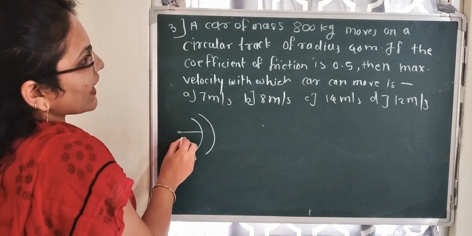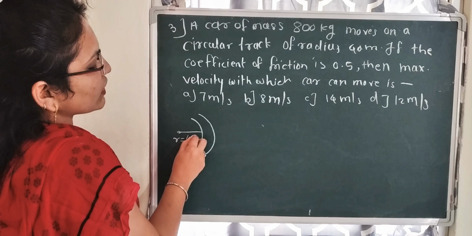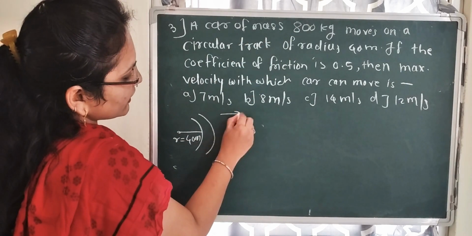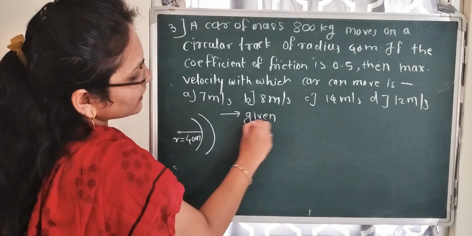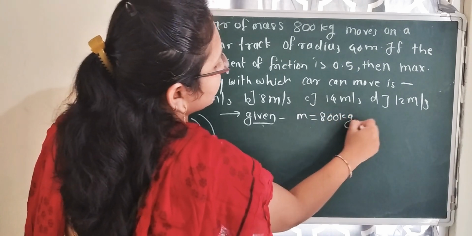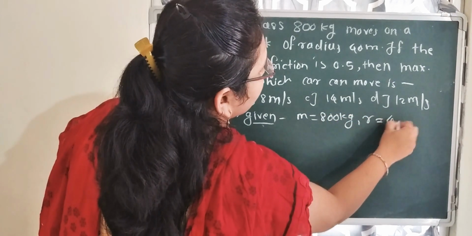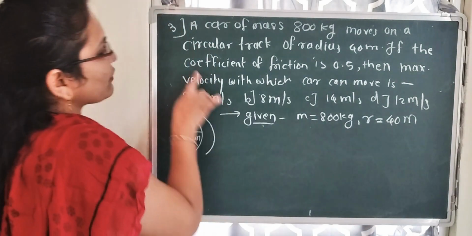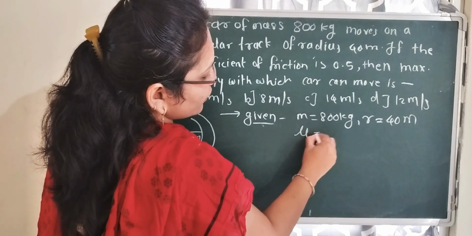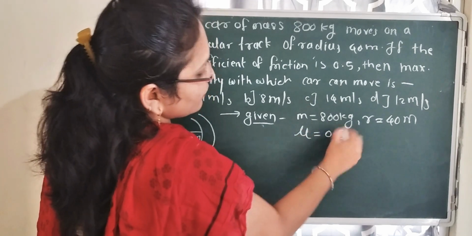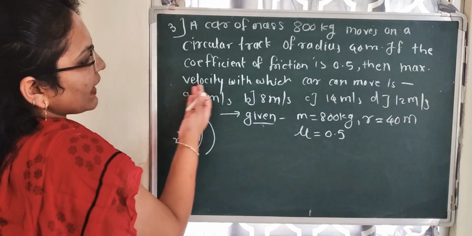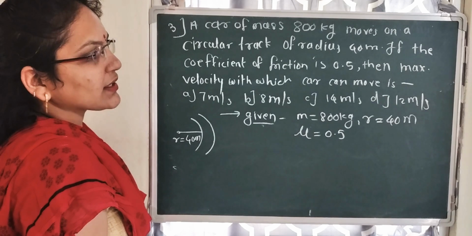The radius of this track is r, which is equal to 40 meter. The mass of the car is m, which is equal to 800 kg. The radius r is equal to 40 meter. Then we have been given the coefficient of friction, mu, whose value is 0.5. We have to find out the maximum velocity with which the car can move.